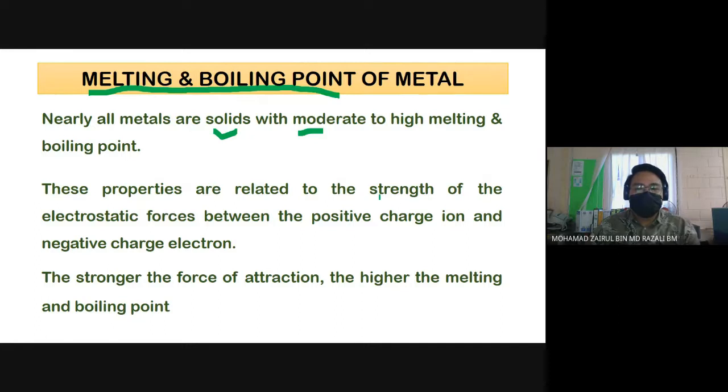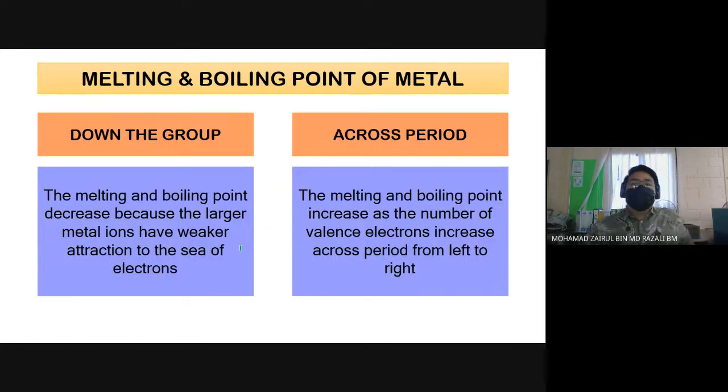Okay, this property are related to the strength of electrostatic force. Sebab disebabkan electron-sea model tu, dan electron keep delocalizing surrounding the positive charge ion tu, menyebabkan force of attraction between positive and negative charge ion tu very strong. That's why metal ni ada very high melting and boiling point due to the presence of the delocalized electron surround the positive ion. Okay. So, the trend of melting and boiling point of metal down the group.